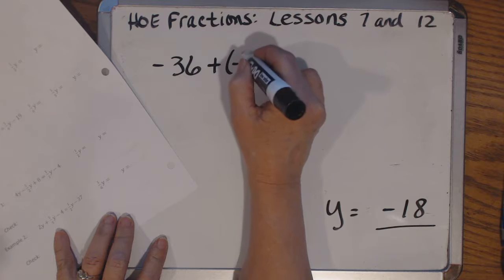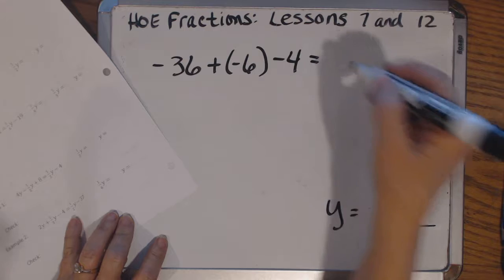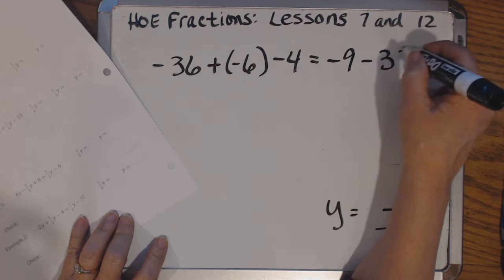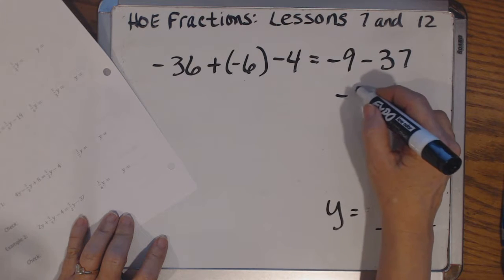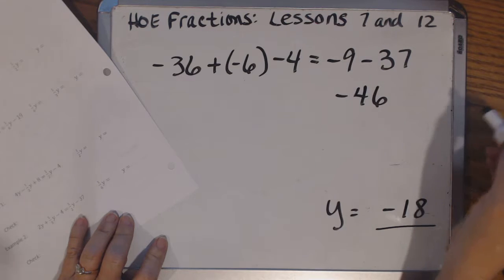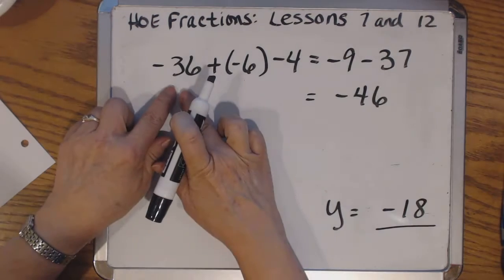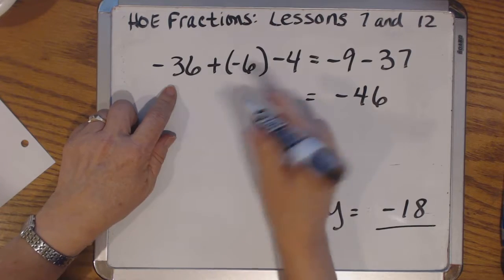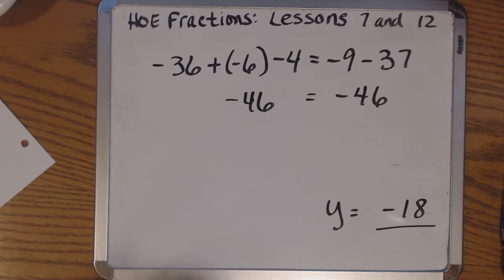That'd be adding negative 6, or subtract 6, minus 4 equals half of y, negative 9, minus 37. Combine these guys together, I get negative 46, right? Combine this side together, I'm going to get negative 36 minus another 6. Well, actually, this is going to be minus another 10, right? I'm going to get negative 46. Okay, negative 46 equals negative 46. We've checked it. It all works out.